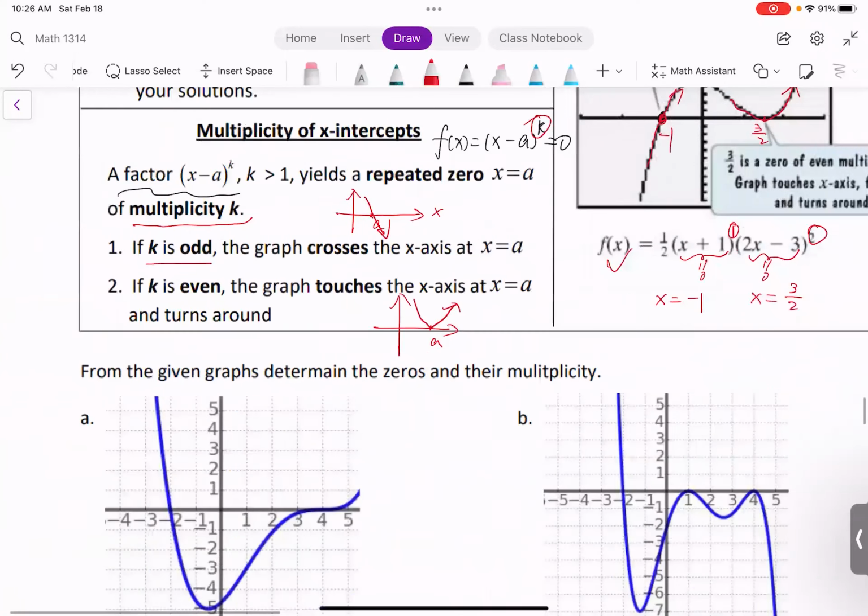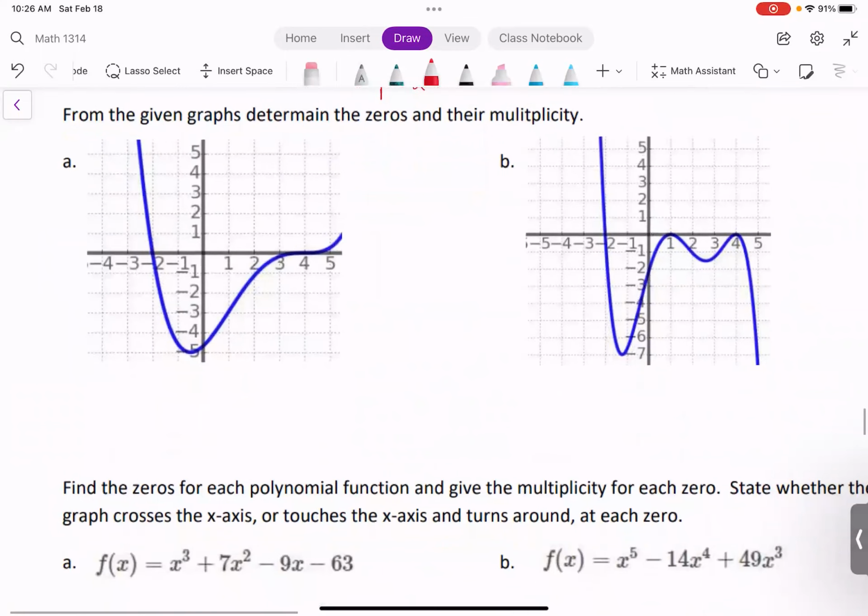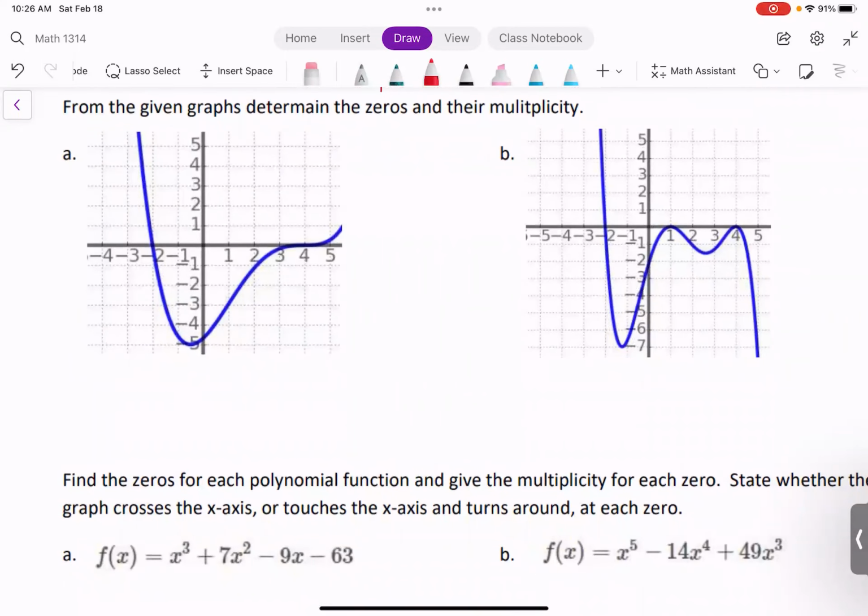Okay, let's see the graph here. From the given graphs, determine the zeros and their multiplicities. Zeros means x-intercepts. We have two x-intercepts here. The first x-intercept is x equals negative 2, and the second x-intercept is x equals positive 4.